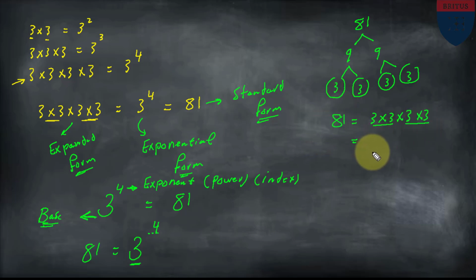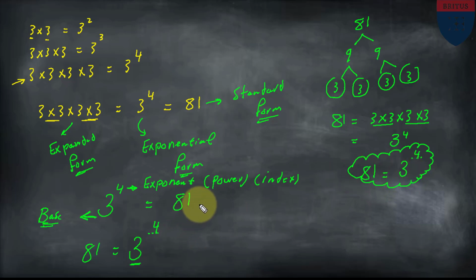Now, how can we write the exponential form? 3 is repeated 4 times. We can write it as 3 raised to the power 4. Now, 81 equals 3 raised to the power what? Yes, to the power 4. Or 3 raised to, mister, the power 4. It's called the fourth power of 3.